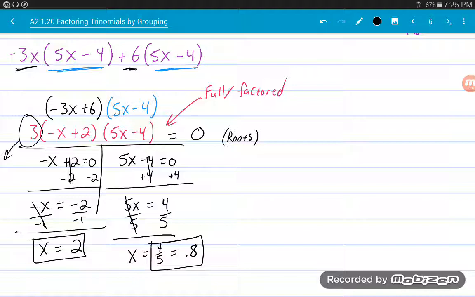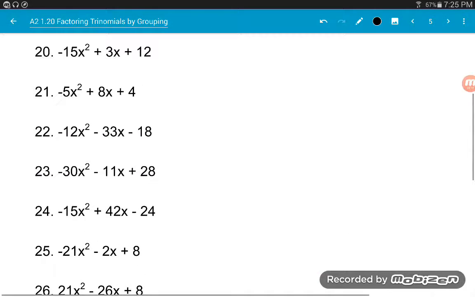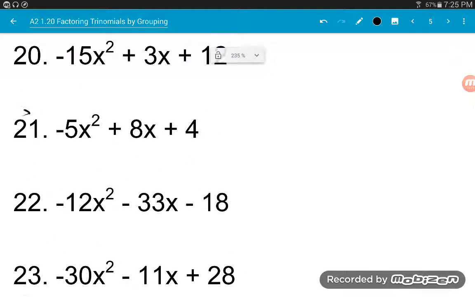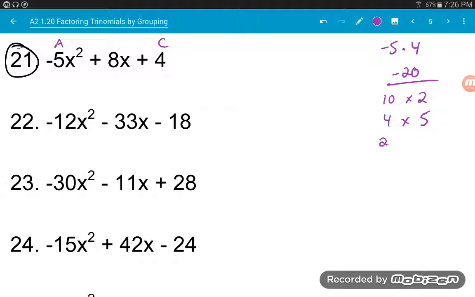If you want one more, I'll do one of the easier ones because I've already demonstrated how to find the factors of a large number. So let's do an easy one. I'll do that right on my handout. Let's pick one. Let's do number 21. So if I'm going to do number 21, I want to multiply A times C. A times C is going to be negative 20. If you don't know how I did that, it's negative 5 times 4 is negative 20. Now I need to list out the factors. That's going to be 10 times 2, 4 times 5, 20 times 1.